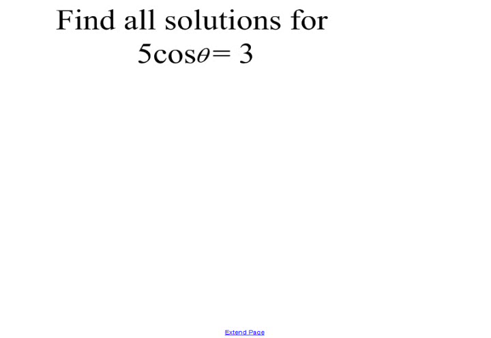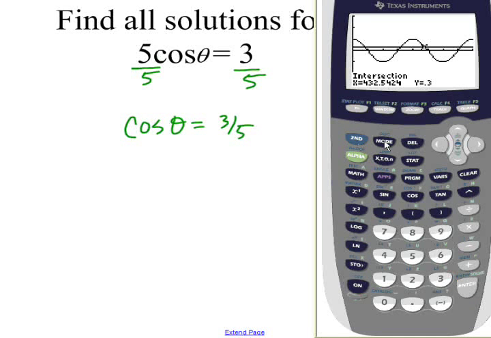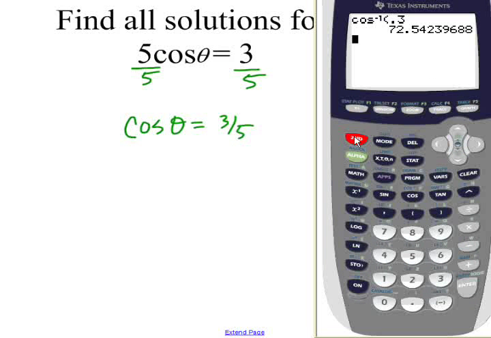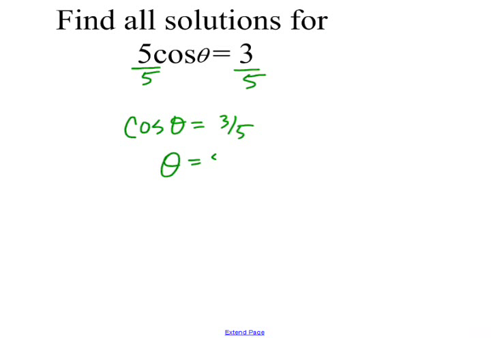All right, let's step it up a notch. Let's solve this one. Well, the first thing you have to do, if you're going to solve it using your unit circle kind of idea, is you divide by 5. Divide by 5, and you get cosine theta equals 3/5. Go to my calculator, do second cosine of 3/5, hit enter, and I get 53, and I'm just going to round to 53 degrees.